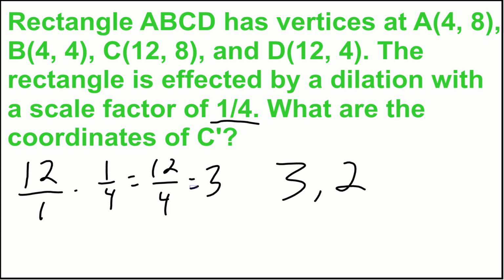Your other way to look at this, or the other way you could do it, is you divide by the denominator and multiply by the numerator. So 8 divided by 4 is 2 times 1, still gives you 2. I said either way, either process works. Okay? Any questions?